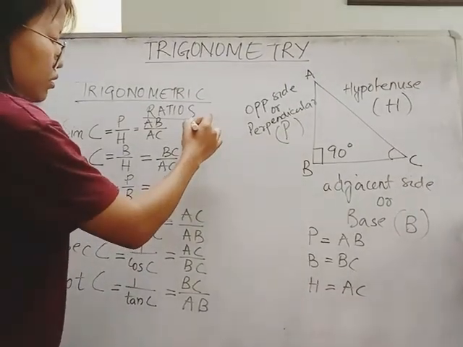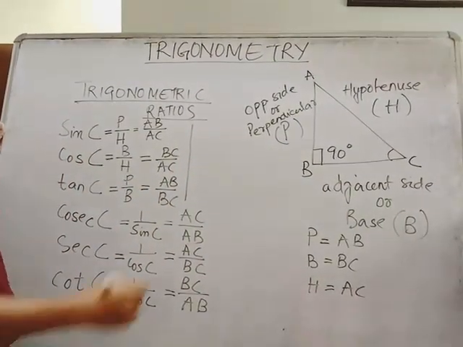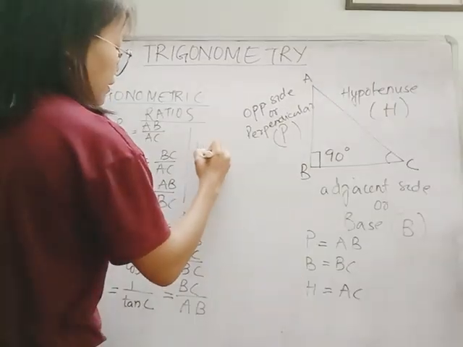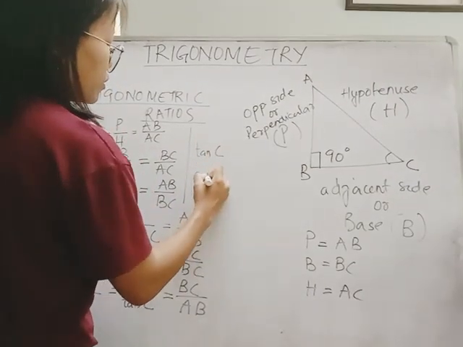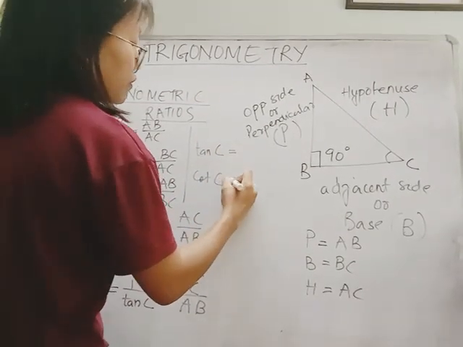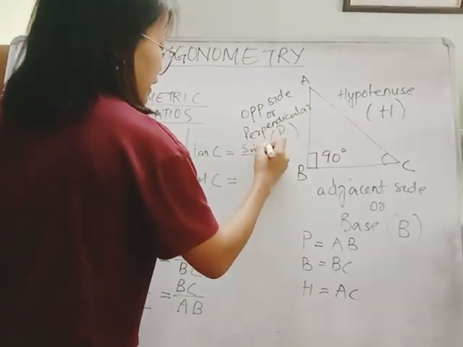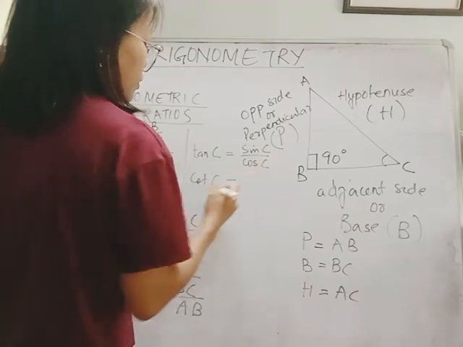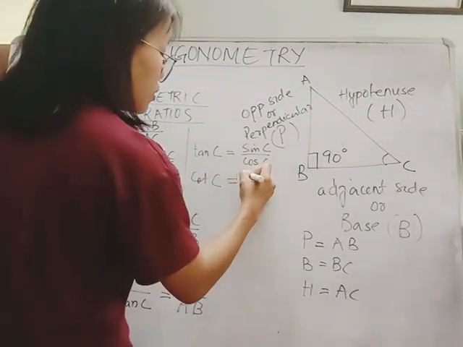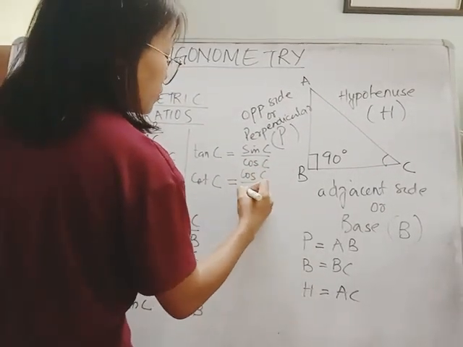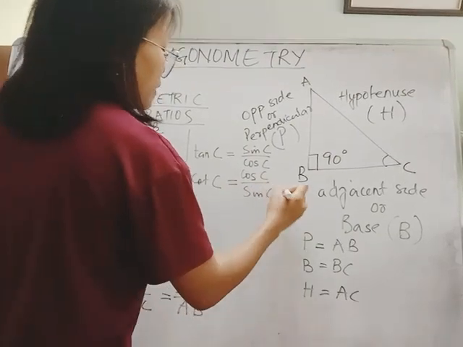And we can write tan and cot as the ratio of two primary functions. Tan will be sin C upon cos C. Cot will be cos C upon sin C.